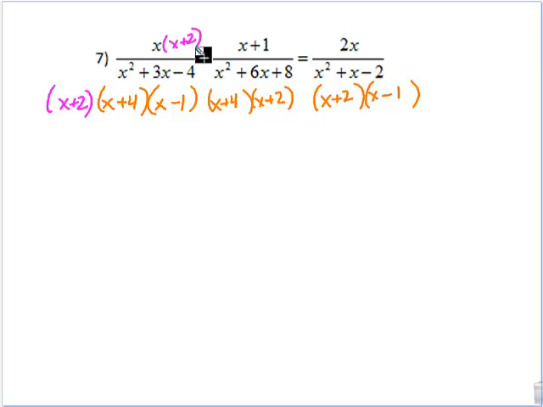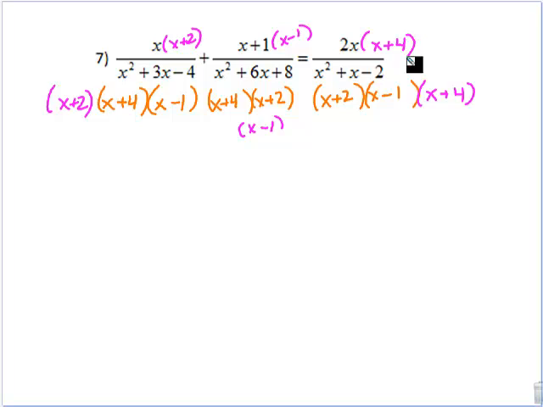Second fraction, what is it missing? Yeah, it's missing the x minus 1. So we'll take that fraction and times it by the x minus 1. Third one, what is it missing? The x plus 4, so we'll take this one and times it by the x plus 4. Now, are all the denominators the same? Do they have the same three factors in now? So if all the denominators are the same, what can I look at?